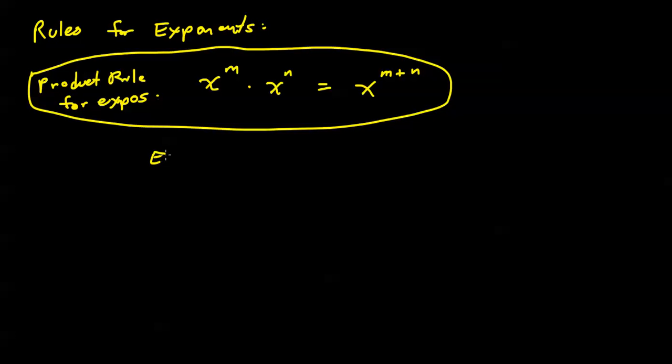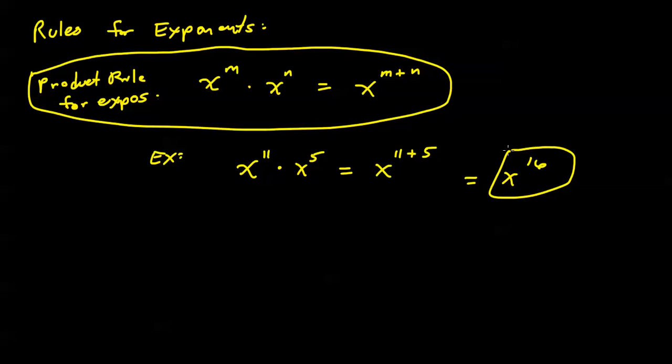As a simple example, if I've got x to the 11th power times x to the 5th power, well, that's nothing more than x to the 11th plus 5th power. So it turns into really an arithmetic problem at the exponent level, and that's, of course, x to the 16th power.